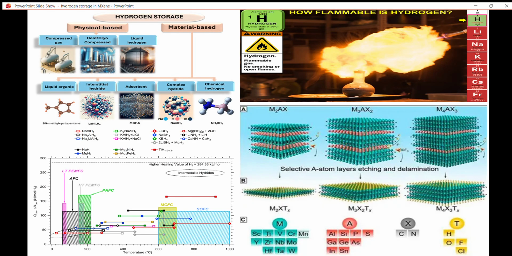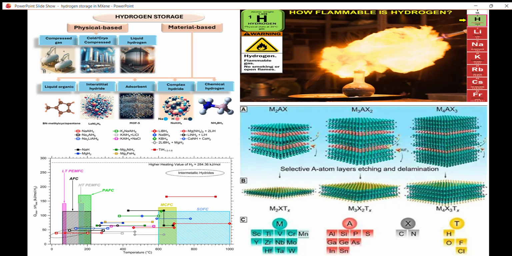For compressed gas, we need to compress very highly. If we store the gas in a cylinder, we need very high compression. Liquefying gas needs a much lower temperature. Liquefying hydrogen is also a problem, when we convert from compressed gas to liquid.